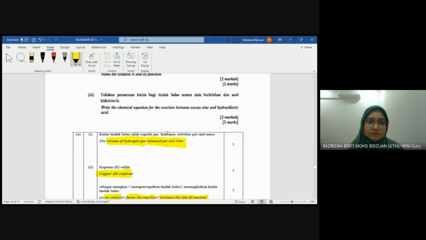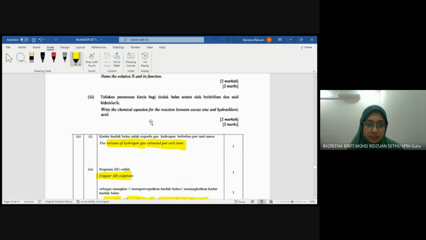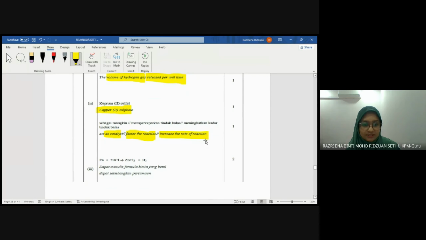Question 3. Write a chemical equation for the reaction between excess zinc and hydrochloric acid. So zinc plus HCl gives ZnCl2 plus hydrogen gas. Put a 2 in front of HCl to balance it, and you get 2 marks here.